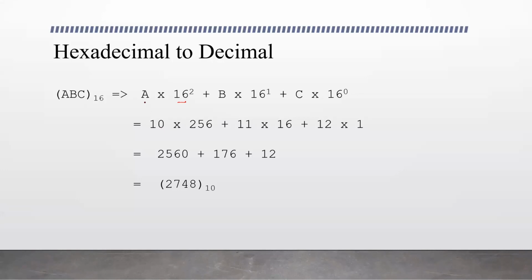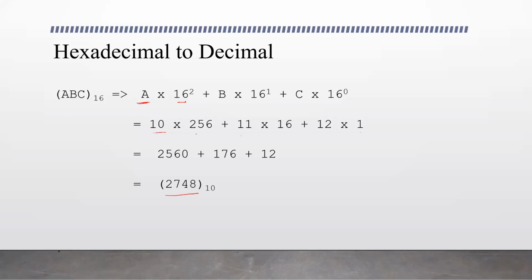When you multiply this, A is an alphabet, we can't multiply it, so we take the decimal equivalent, that is 10. The decimal equivalent of A is 10, so we write 10 into 16 into 16, which is 256, plus B is equivalent to 11. In place of B we write 11 into 16 power 1, plus C is equivalent to 12, so 12 into 16 power 0, which is 1. So when you add up all these, you get 2748. This is the decimal equivalent of hexadecimal ABC.